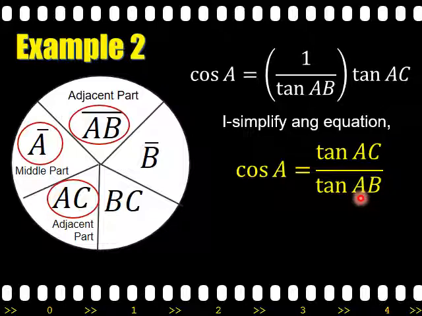Usually, ginagawa ko, kino-consider ko na shortcut to. Once na makakita ako ng cotangent dun sa equation, nilalagay ko siya sa baba, tapos gagawin ko siyang tangent. Yan. So, para mas madali, para lesser yung steps ko sa pag-derive ng equation.